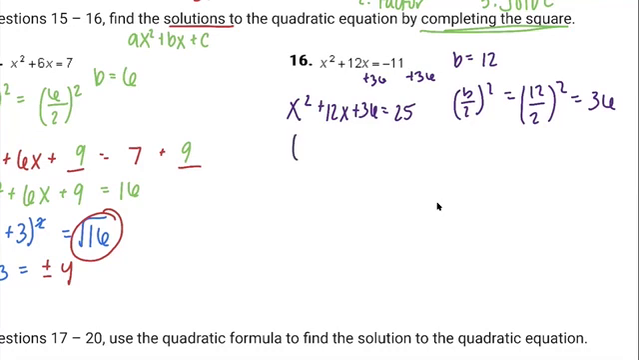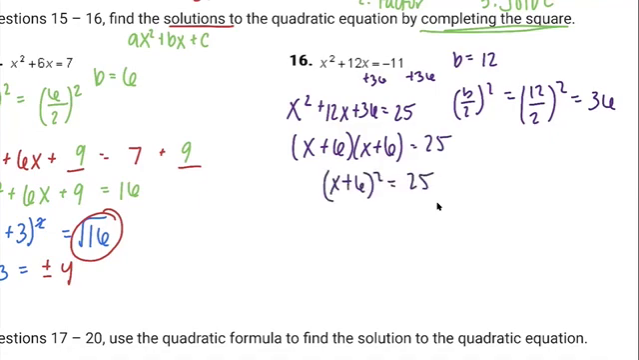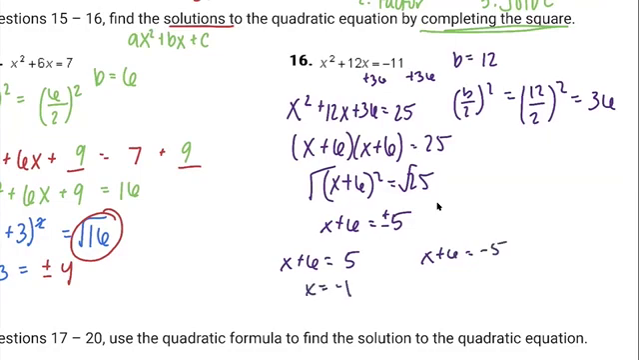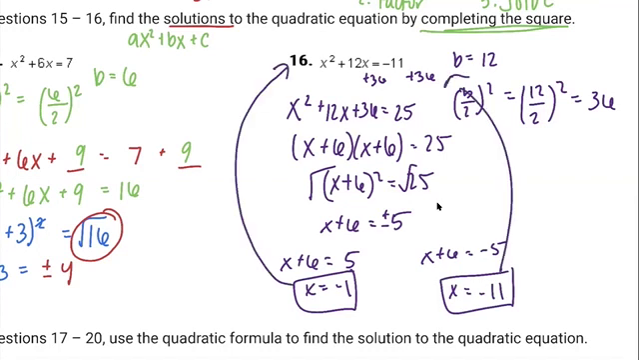Then when I take my perfect square, I end up with x plus 6 times x plus 6 equals 25, or x plus 6 squared equals 25. I take the square root of both sides. That gives me x plus 6 equals plus or minus 5. I set up my 2 equations. X is equal to negative 1, and x is equal to negative 11. All right, again, you plug them back in. You're going to find out that those are the correct answers.